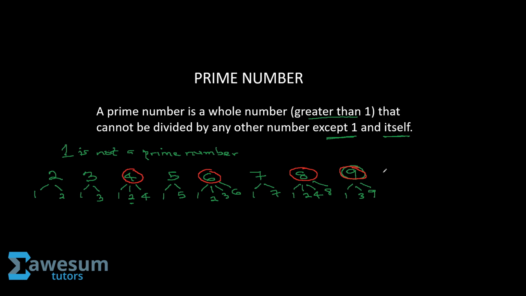If you consider 10, 10 also is not a prime number because it can be divided by 2 and by 5. What about 11? 11 is a prime number because it can only be divided by 1 and by 11. 13 is a prime number. Another one is 17 is a prime number. 19 is a prime number, and so on and so forth.